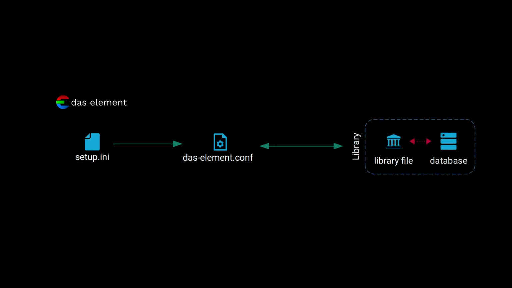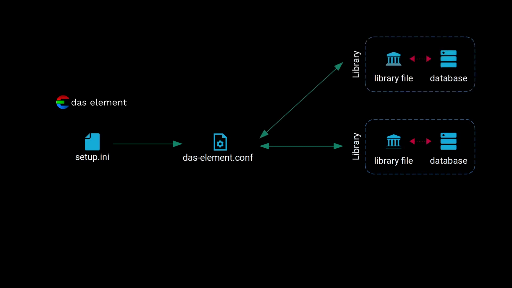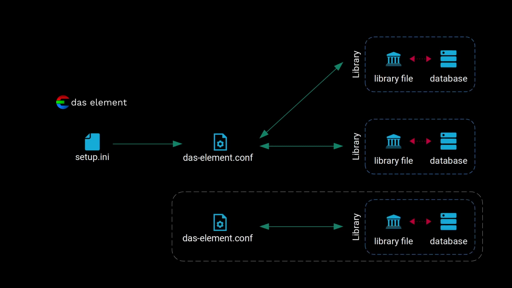Let's quickly summarize what we have learned so far. The software uses a file called setup.ini to point to a global configuration file. That file manages the global settings for all the loaded libraries, like the naming convention and the folder structure. The global config file links to a library. A library is a collection of elements and is a combination of a library config file and a database. The global config can load up multiple libraries, which will all share the same global configuration.